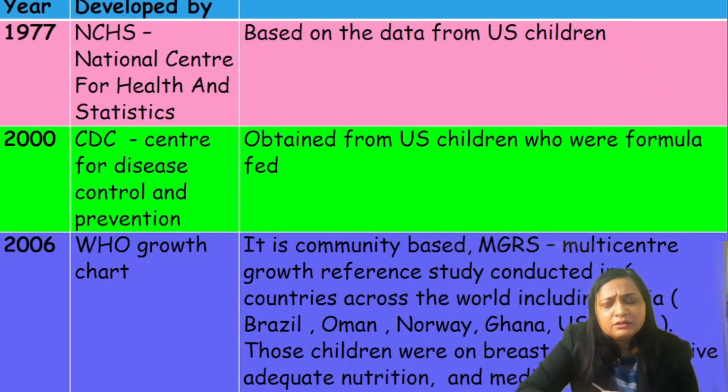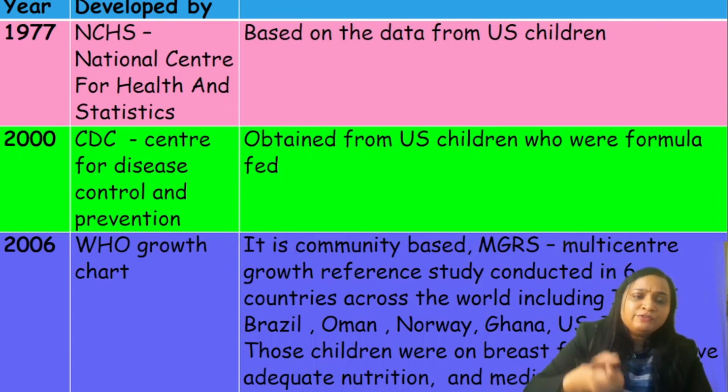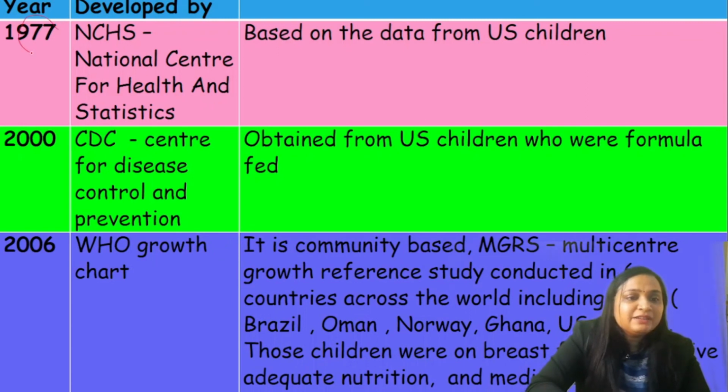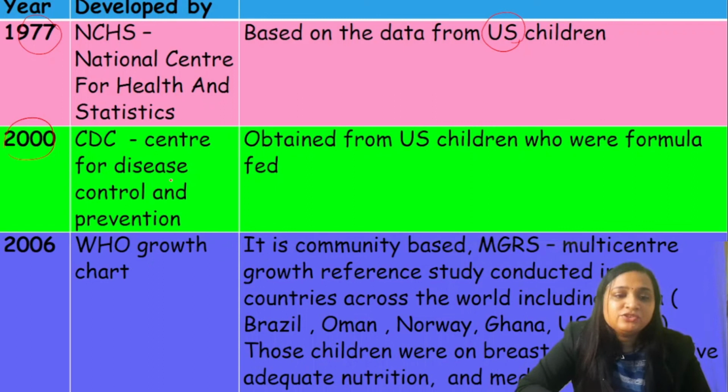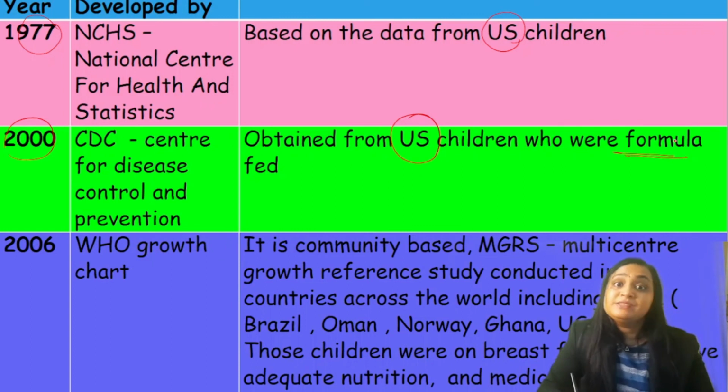Those are the graphical presentation of anthropometric parameters. There is a vast amount of information on this topic, but I have taken only these three things because you must know how these growth charts are derived. If you see the history, it started in 1977 with the NCHS chart, the National Center for Health Statistics, developed with data collected from US children. In 2000 we have the CDC, the Centers for Disease Control and Prevention, charts also developed with US children, but these children were fed with formula. This has to be remembered.